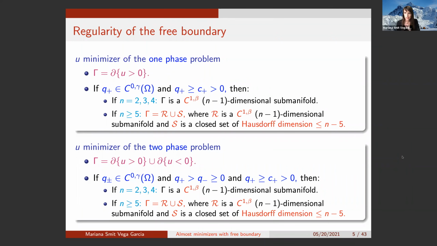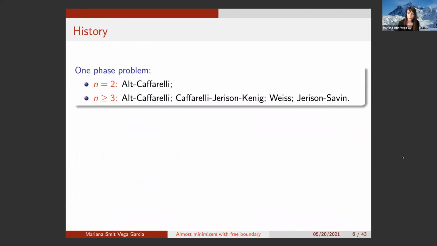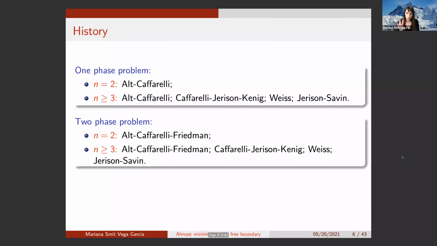So I will be a little bit more precise here to mention who did what in this respect, and I will mention an important counterexample that was found. With respect to the one-phase problem, we have, of course, the seminal work of Alt-Caffarelli in dimension 2, and then in dimensions 3 or more, there have been more people that have worked on this problem, so forgive me for just mentioning some. I will come back to a more recent work as well. But we have the work of Alt-Caffarelli, we have Caffarelli, Jerison, and Kenig, Weiss, and we also have Jerison and Savin. And for the two-phase problem, once more, we have Alt-Caffarelli-Friedman, then the works of Caffarelli, Jerison, and Kenig, Weiss, and Jerison and Savin.